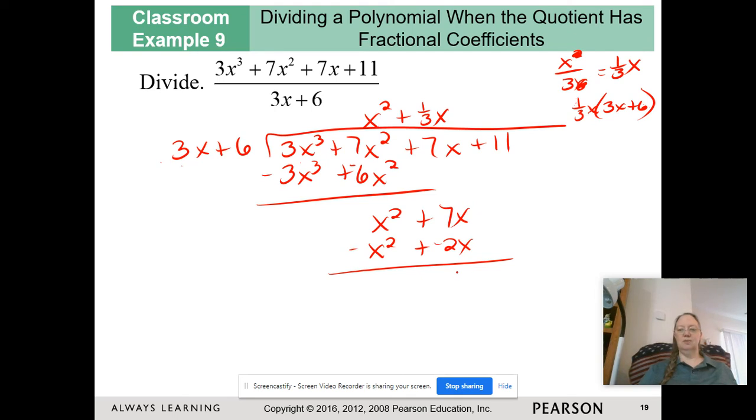Change the signs. And divide. X's will cancel, and I have 5/3. So I'm going to distribute.